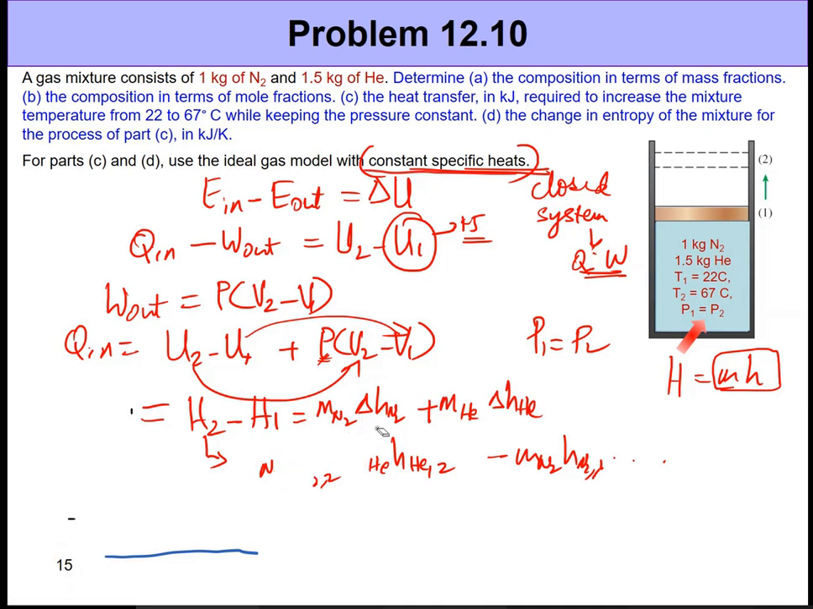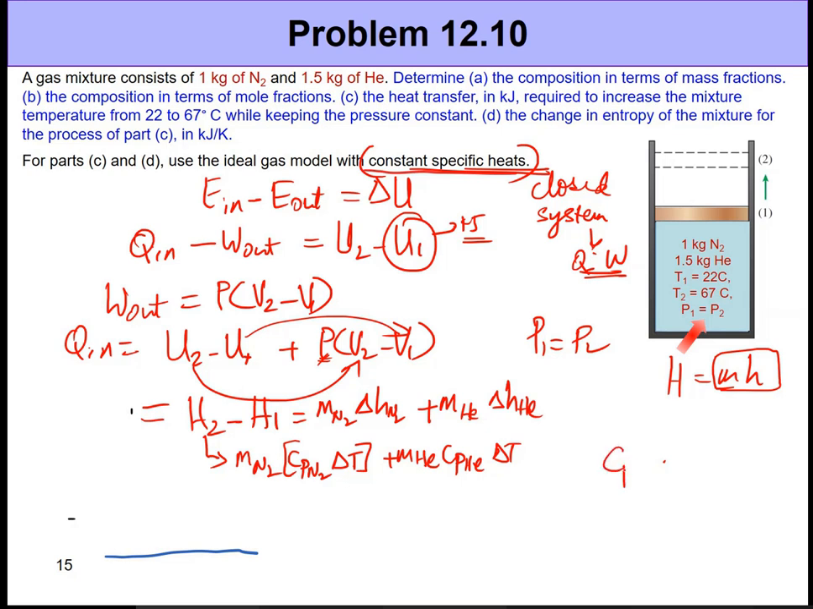So coming back to this, we're going to treat it as an ideal gas with constant specific heats. So we don't actually have to go and determine the delta h values. We can write it as Cp delta T. So it's going to be mass of nitrogen times Cp of nitrogen times delta T, plus mass of helium times Cp of helium times delta T. The delta T is the same for both of them, right? That's the temperature change of the mixture. But of course the Cps are going to be different.